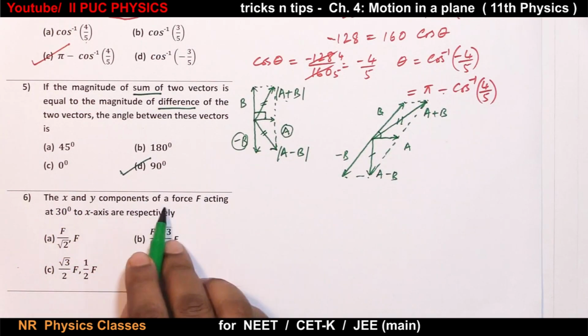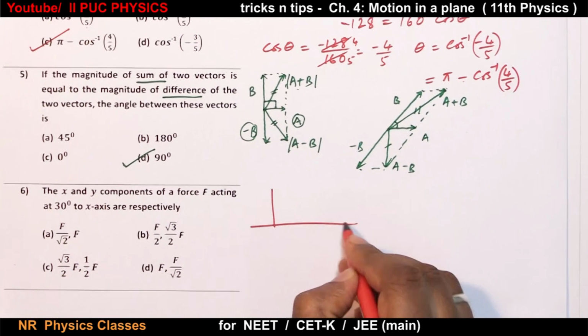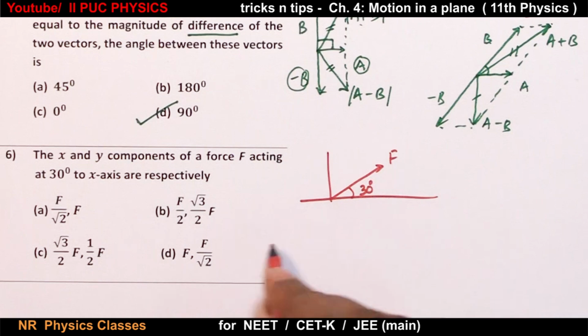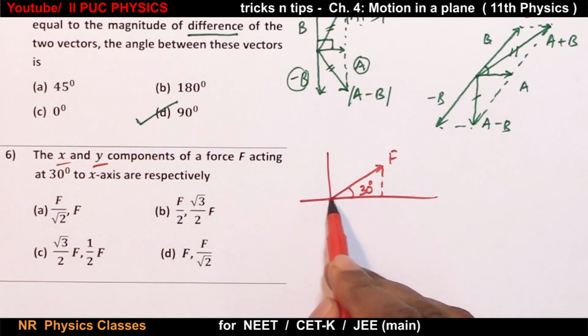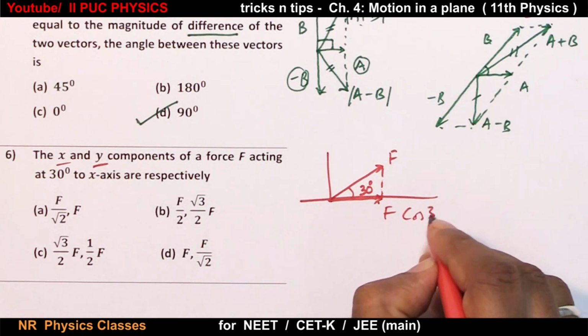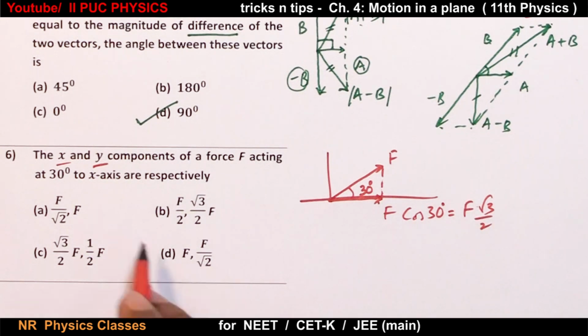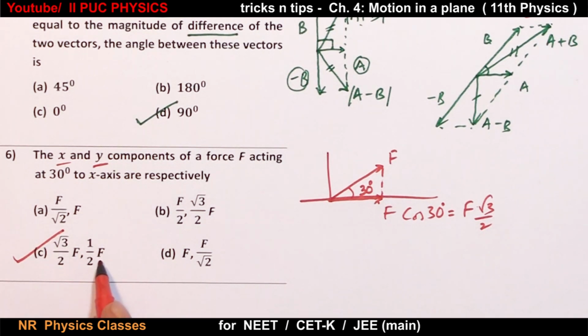The x and y components of a force F acting at 30 degree to the x-axis. This is the x-axis, this is force F, this angle is 30 degree, x component and then y component. This is the x component, this component is closer to 30, therefore F cos 30. Cos 30 is root 3 by 2 times F. First x component, root 3 by 2 F. This is the answer.